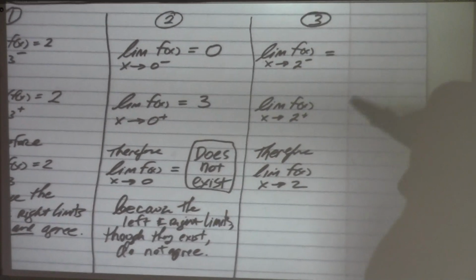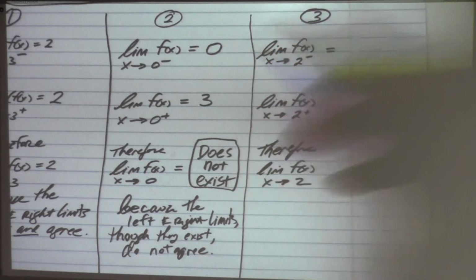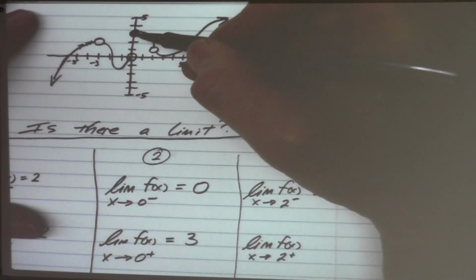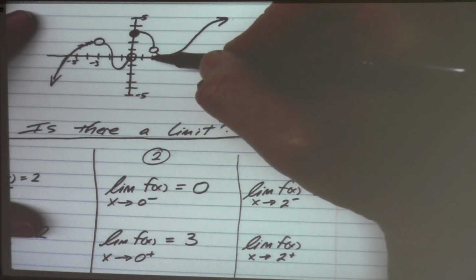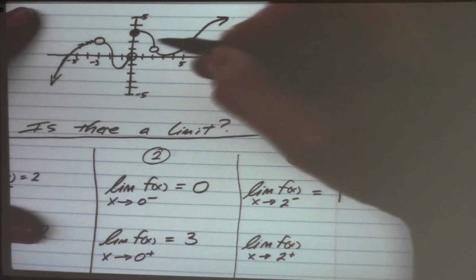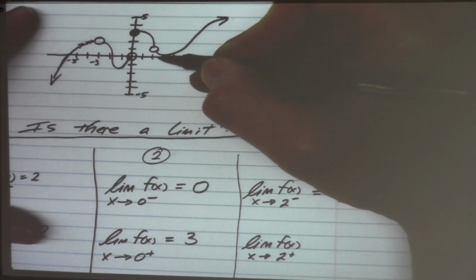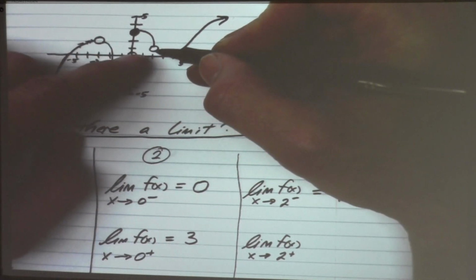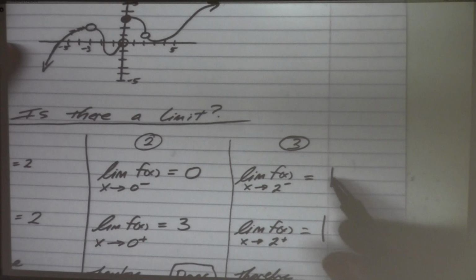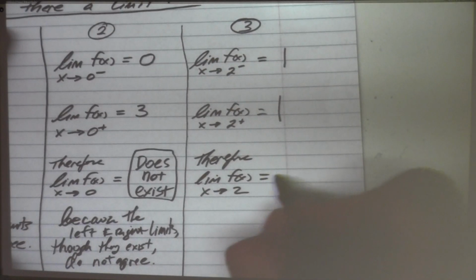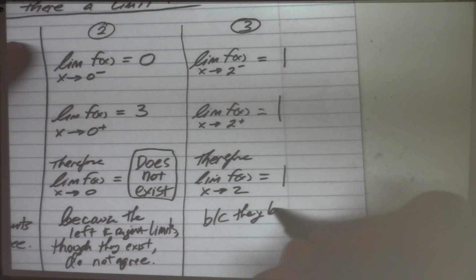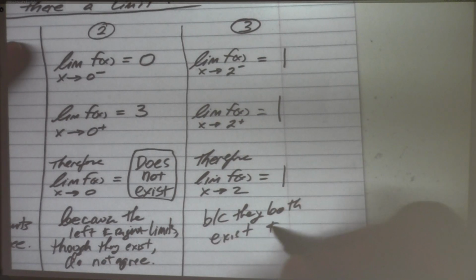Now let's look at this one over here. So you can see that if either one of them just did not exist, then you'd be done right there. They have to both exist, and then they have to agree also. So let's look at this one. As we get closer and closer to -2, the y value gets closer and closer to 1. As we come the other way, from the positives, we get closer and closer to +2 for the x's. That means we're getting closer and closer to 1 for the positives here. So both of them exist and they both agree, so therefore the limit is that number, because they both exist and agree.